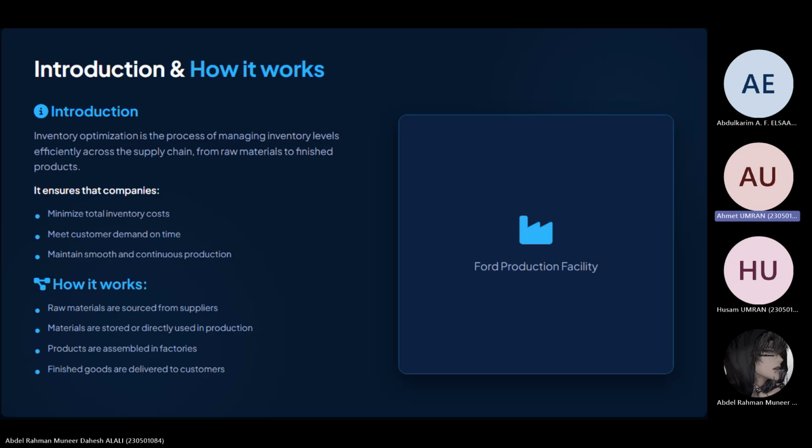The key behind every inventory optimization is finding the right balance. If a company keeps too much inventory, it increases storage costs and ties up money. But if it keeps too little inventory, it risks running out of stock and not meeting customer demand. So companies are always trying to balance cost efficiency with product availability. Now let's talk about why inventory optimization is so important.